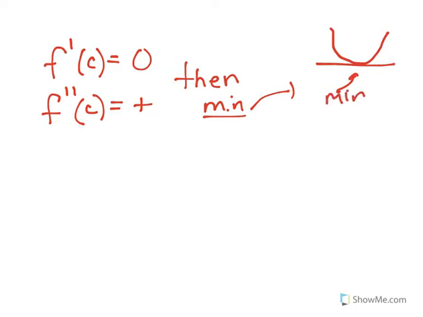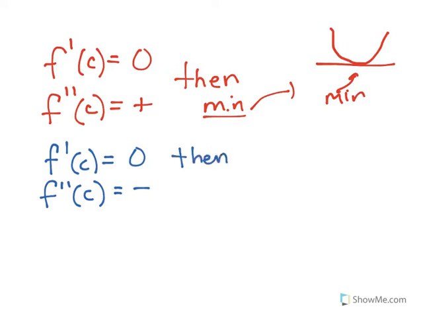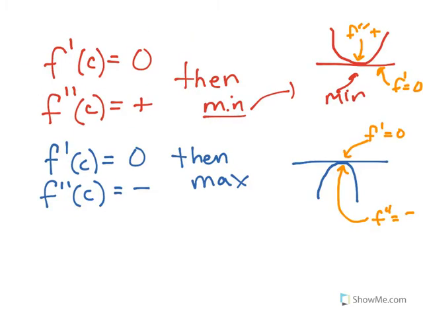So conversely, if f prime of c is equal to 0 and f double prime of c is negative, then we have a max. It may seem backwards because we have a negative sign in the word max, but it just means the graph turns around at that point c. And so you can see by the indicated orange lines what happens when those conditions are met.